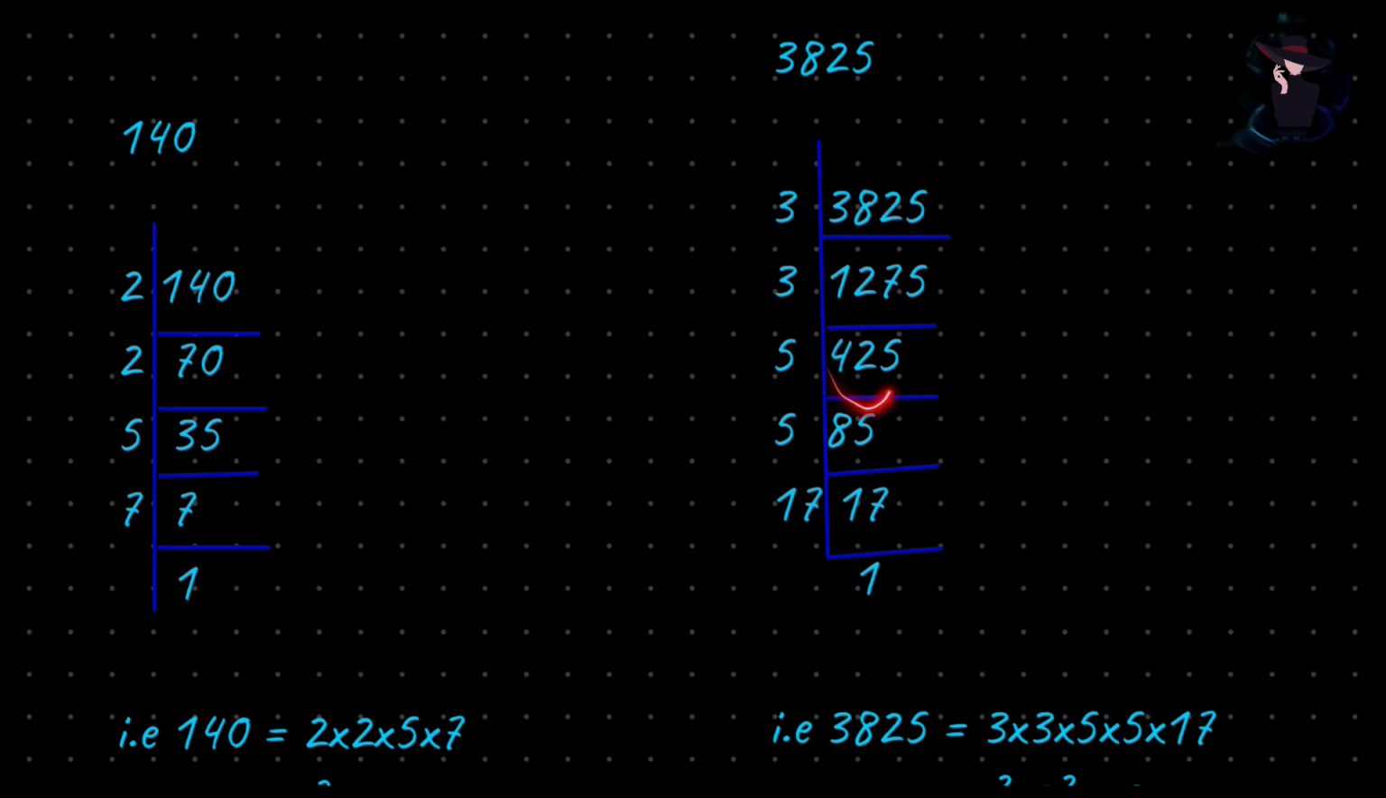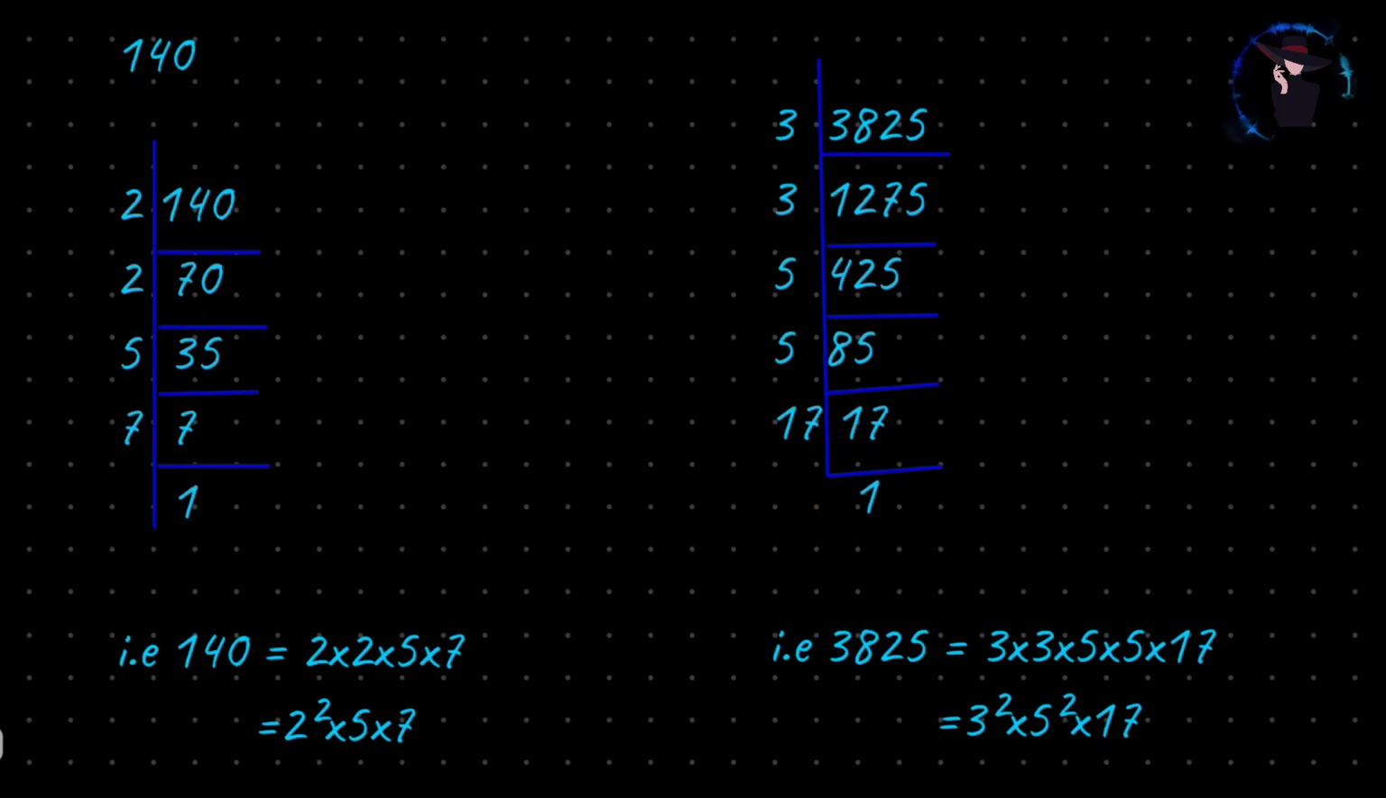Now the next number doesn't come in the 3 table, so we are taking 5 next. 5 8s are 40. 42 minus 40, 2 remaining again. Then 25, it becomes 25. Then 5 5s are 25. So 5 1s are 5 again. 3 remaining here. 5 7s are 35. So it becomes 17. 17 is also a prime number, so it doesn't come in any other number. So 17 1s are 17 as it is.